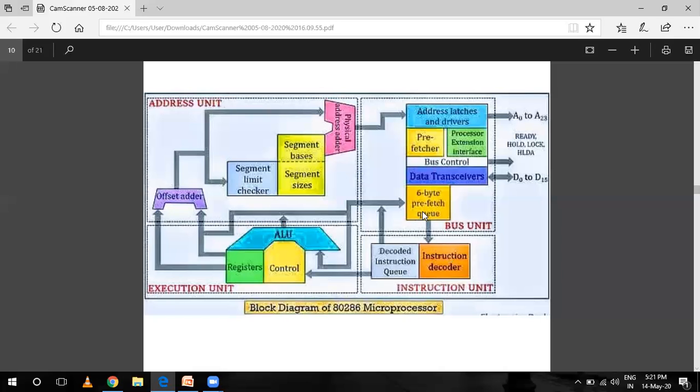जब हम 6-byte की instruction queue को fetch कर लेंगे और फिर उसको हम further send कर देंगे इस instruction unit में. The instruction unit, on receiving the instruction, starts decoding the instruction. As instructions are stored in the prefetch queue, the decoder, this is the instruction decoder, continuously decodes the fetched instructions and stores them into this decoded instruction queue.